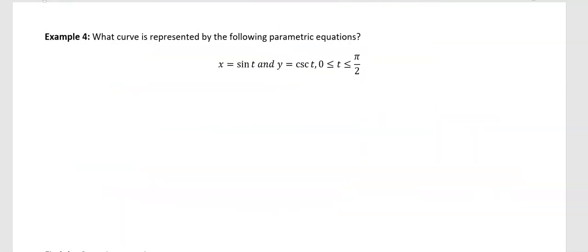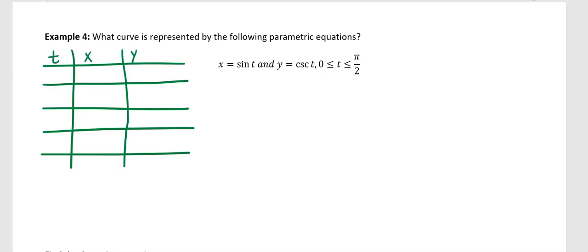So here's example 4, and it's saying what curve is represented by the following parametric equations. Of course, we're going to throw in a little bit of trig here, but it's going to follow the same exact process of what we did before. You're still going to create a table of values so that you can evaluate using various t's for your x and y to get your coordinate points, and then you'll still graph them on the coordinate plane. So let's set up the table to start.